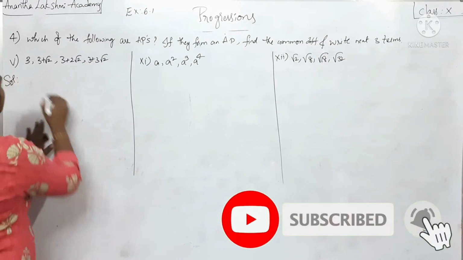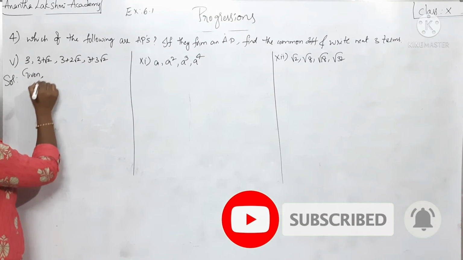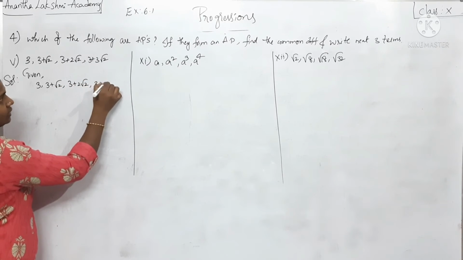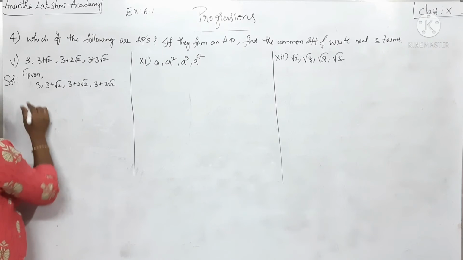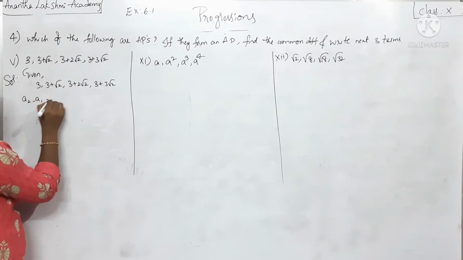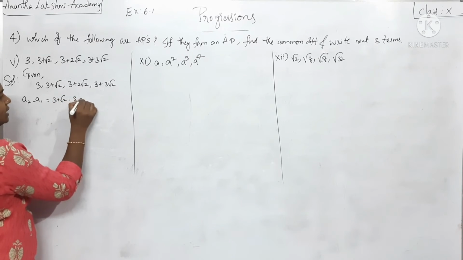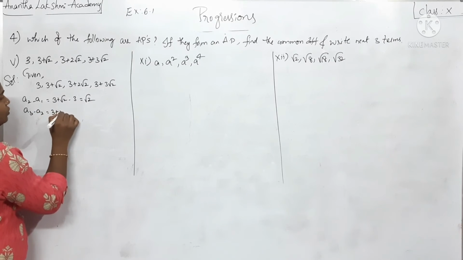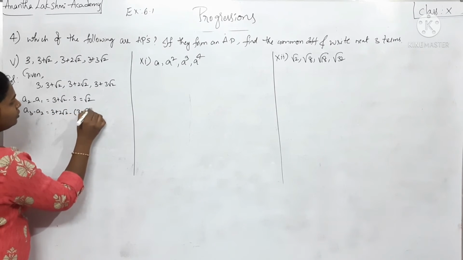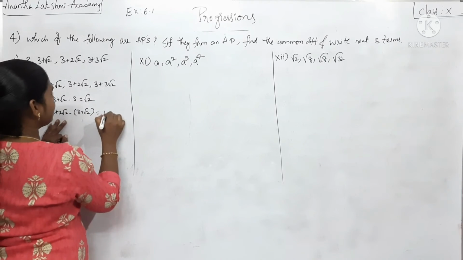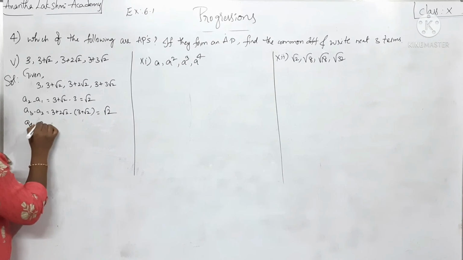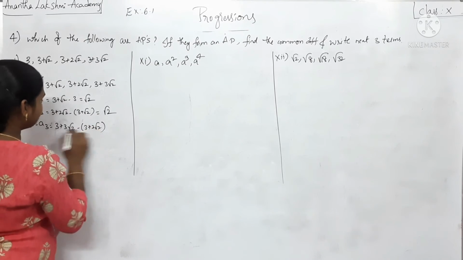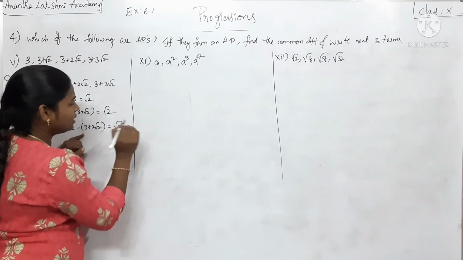Here given series is, how do you identify whether this is in AP or not? If they have the common difference. Okay, so A2 minus A1 is nothing but 3 plus root 2 minus 3 is root 2. And A3 minus A2, 3 plus 2 root 2 minus 3 plus root 2. 3 gets cancelled, 2 root 2 minus root 2 is again root 2. A4 minus A3 is 3 plus 3 root 2 minus 3 plus 2 root 2. Again 3 gets cancelled and 3 root 2 minus 2 root 2 is root 2.